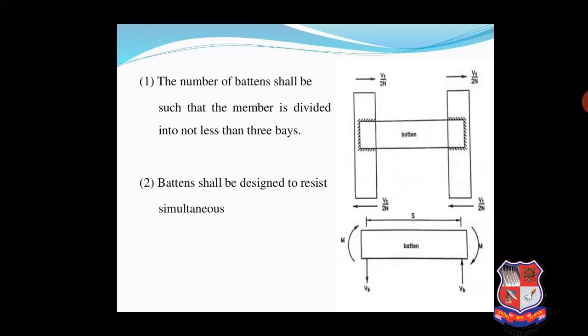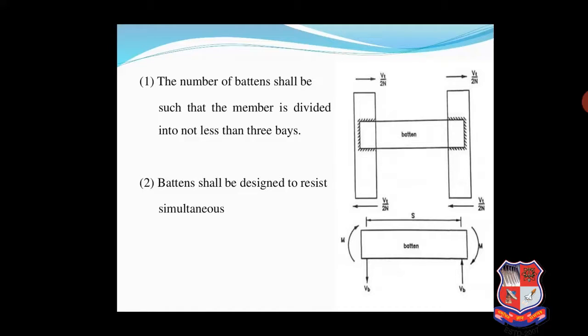So we should provide the batten horizontally. The shear force occurs as VB, and the load into distance creates a moment at the end of the batten. So we can design to resist longitudinal shear as well as moment. So our first step: the number of battens should be decided so that there are not less than 3 bays, and the battens shall be designed to resist this simultaneous action of shear force and moment.